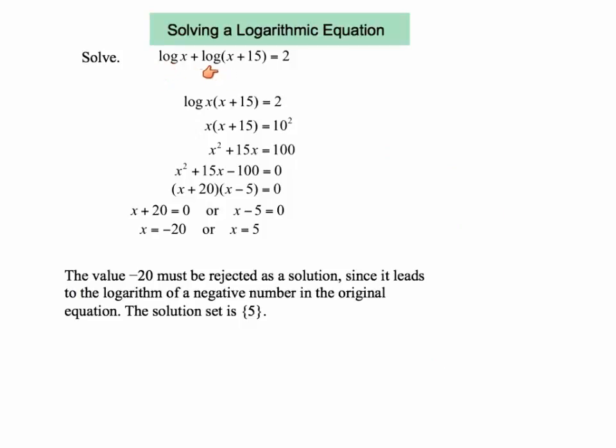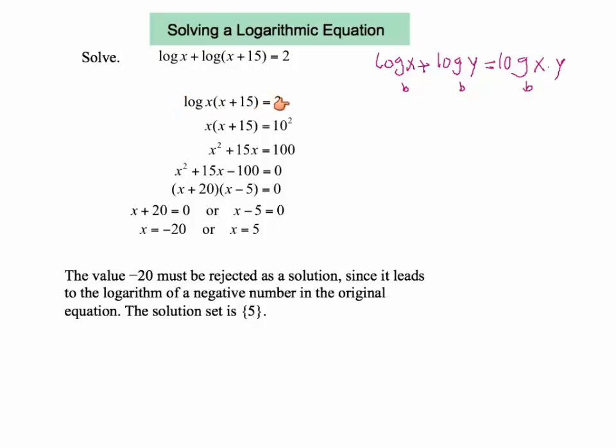Here is solving this equation for x. In the left-hand side, we have log of x plus log of x plus 15. So I can combine these two using the fact that log of x plus log of y is equal to log of x times y, knowing the bases are the same. So in this case, I have log of x plus log of x plus 15. I can write it as log of x times x plus 15. I'm combining this into a single log.